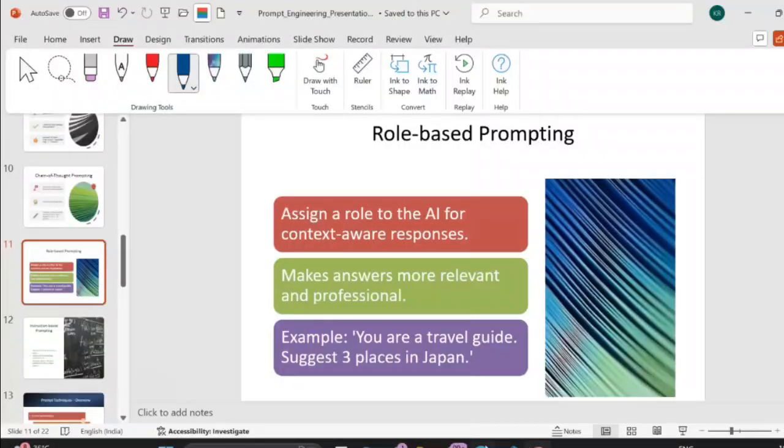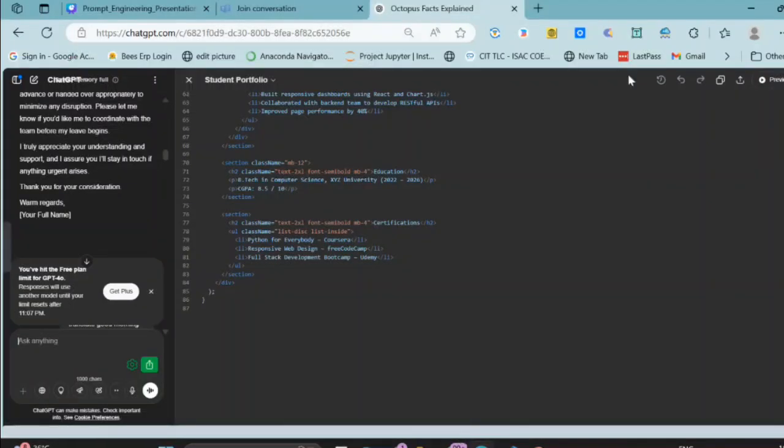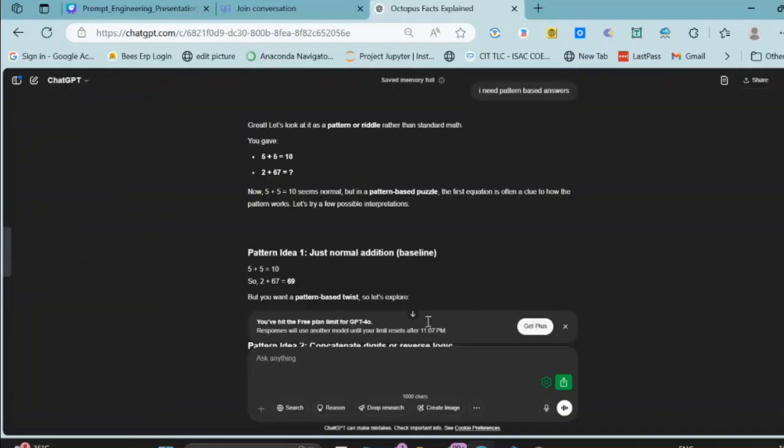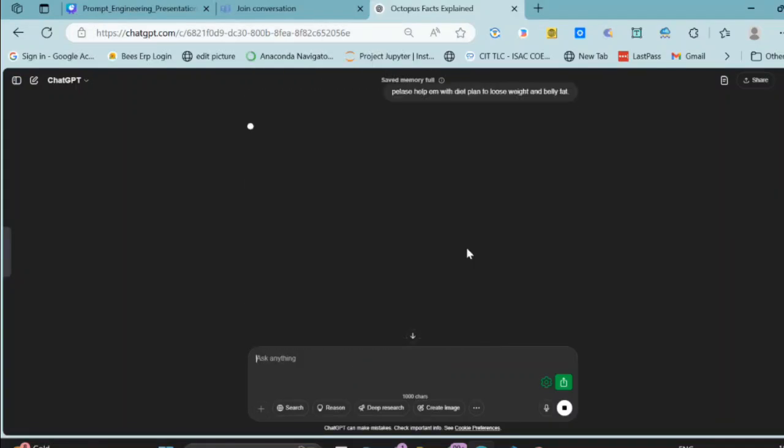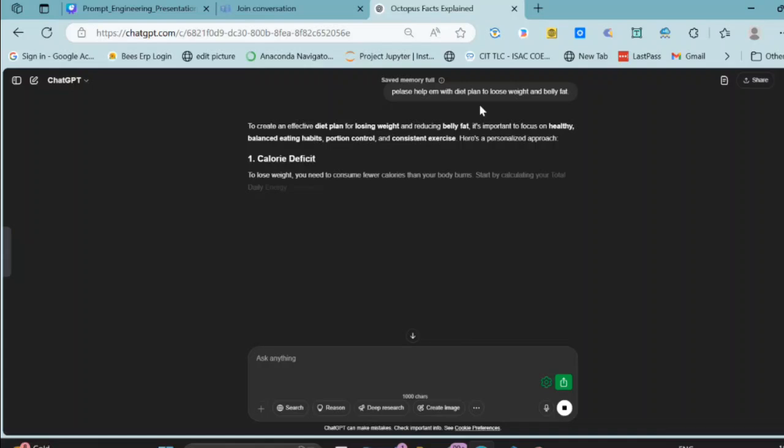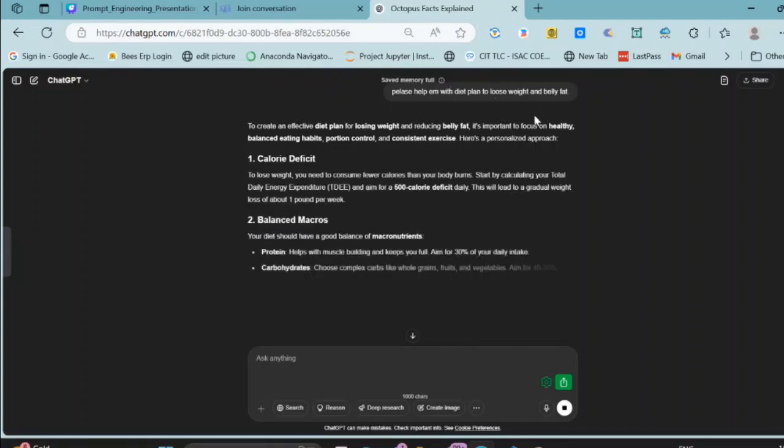Okay, we can take one more example. For example, please help me with a diet plan to lose weight and belly fat. Let's see. Please help me with a diet plan to lose weight and belly fat.